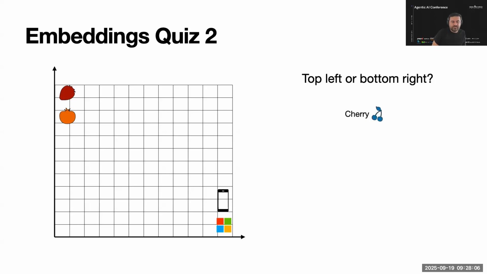So cherry, where does the cherry go? Good job, top. Wow, amazing. A cherry goes on top. Where does Android go? Android goes on the bottom. Good job. Where does laptop go? Bottom, right? Yeah. Nice. Where does banana go? Banana goes on top, right? Where does apple go?